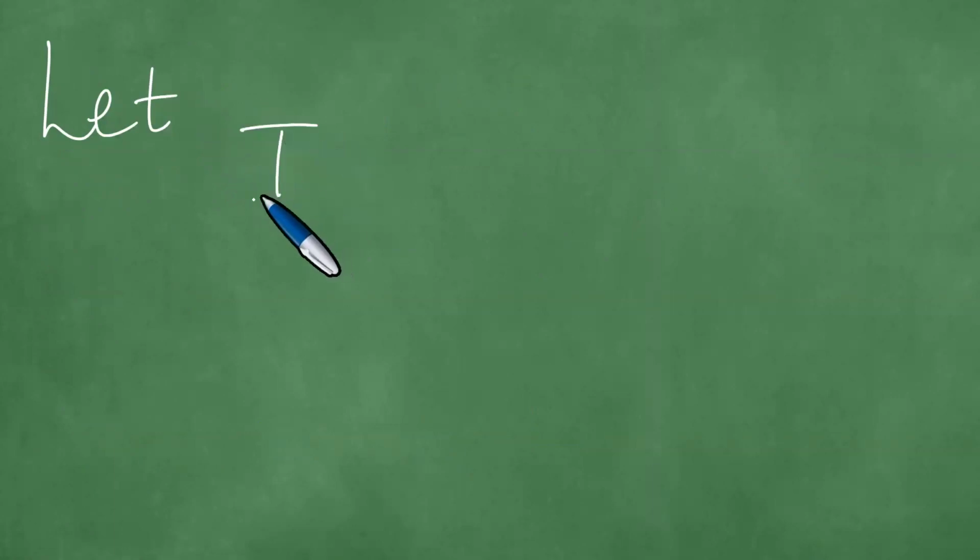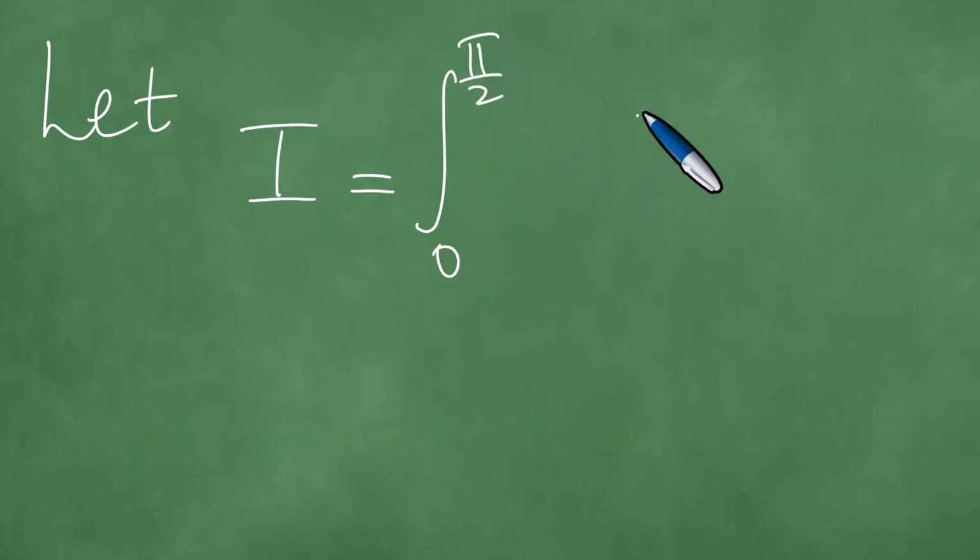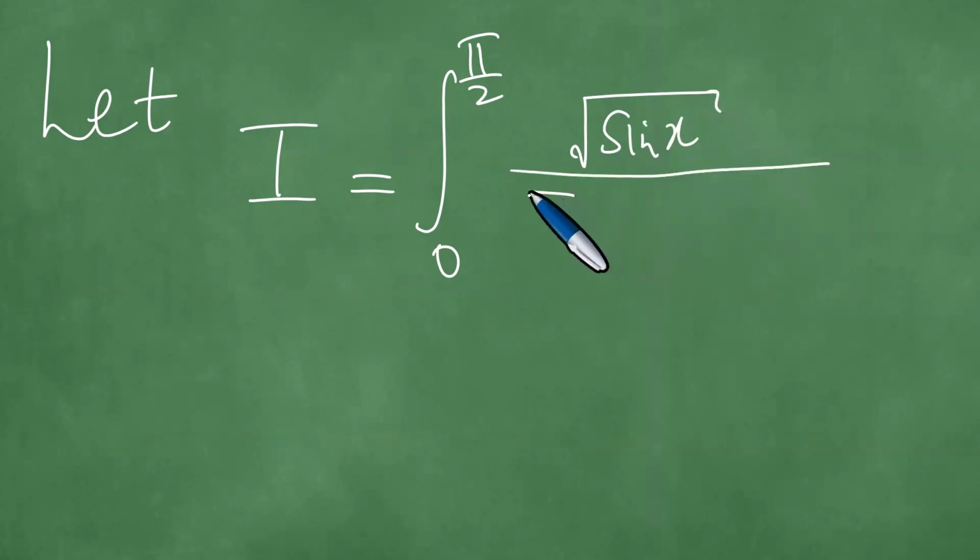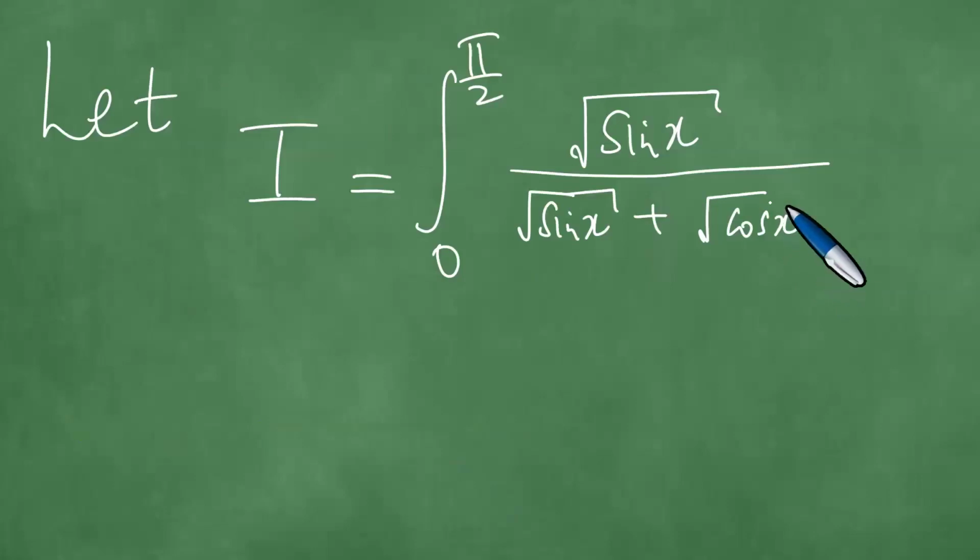Right, so what we do is we let I be equal to the integral from 0 to pi over 2 of the square root of sine x divided by the square root of sine x plus the square root of cosine x dx. Right, so we let I be this.